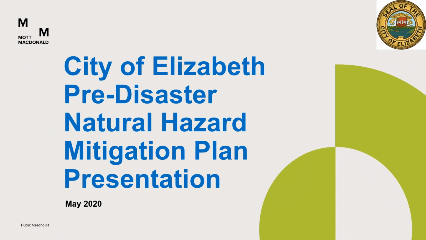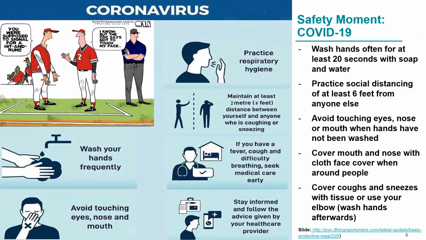This is the City of Elizabeth Pre-Disaster Natural Hazard Mitigation Plan presentation. Before we start, we're going to have a safety moment on COVID-19. Wash your hands often for at least 20 seconds with soap and water. Practice social distancing of at least 6 feet from anyone else. Avoid touching eyes, nose, or mouth when hands have not been washed. Cover mouth and nose with cloth face cover when around people. Cover coughs and sneezes with a tissue or use your elbow. Wash your hands afterwards.